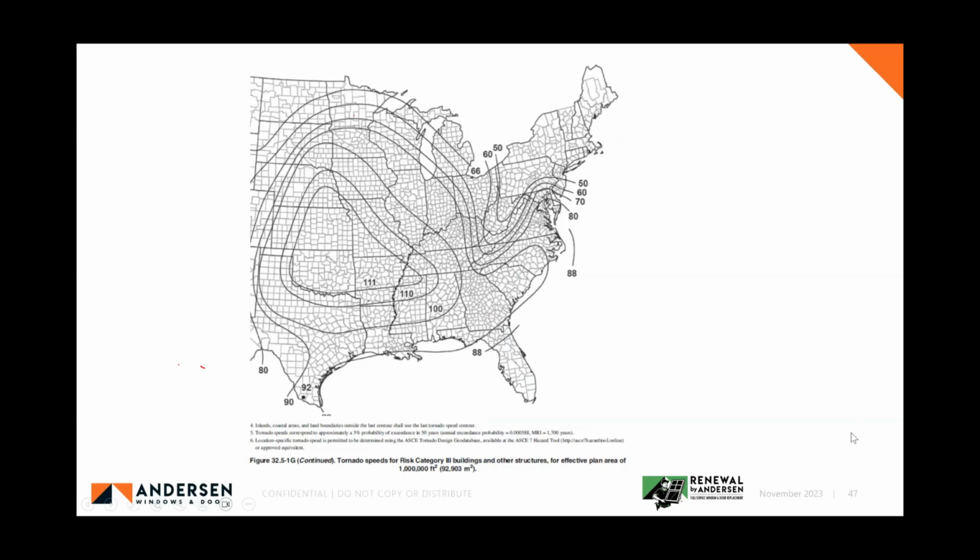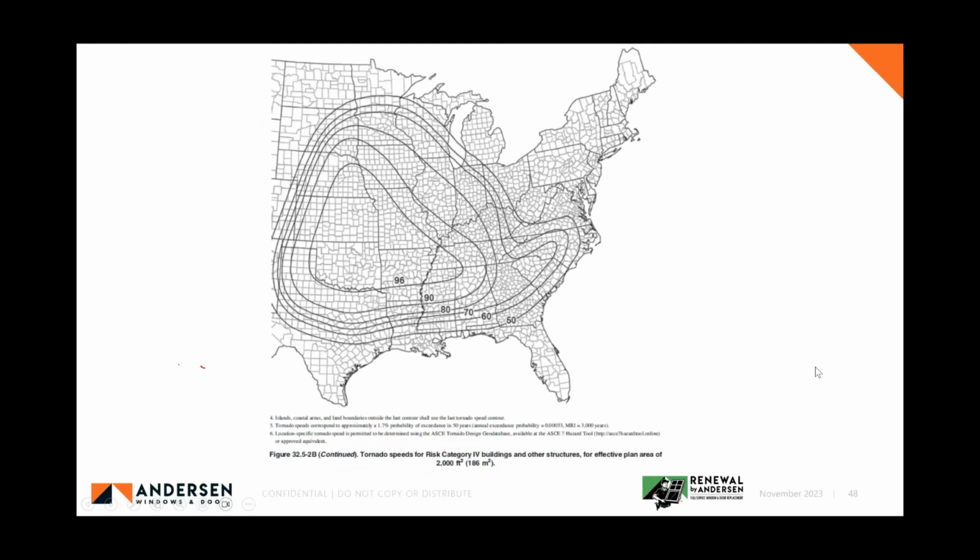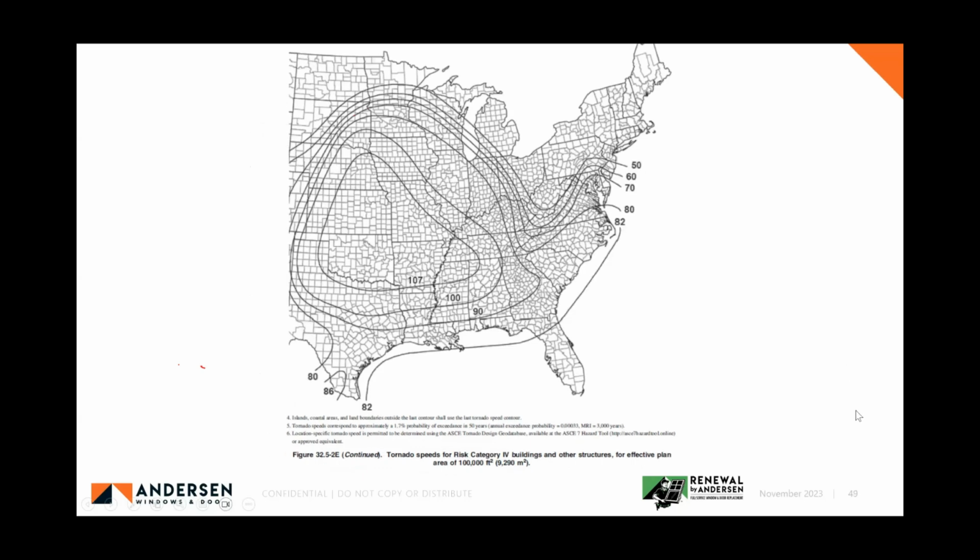Same kind of thing with risk category 4. If we move to risk category 4, 2,000 square feet, we can see that Florida is still exempt from tornado design. But then if we go to 100,000 square feet, all of a sudden it's greater than 60 miles per hour throughout the state. So we would have to consider tornado design for a risk category 4 building that was 100,000 square feet. Actually, some less than that, but you'd have to interpolate between the maps.